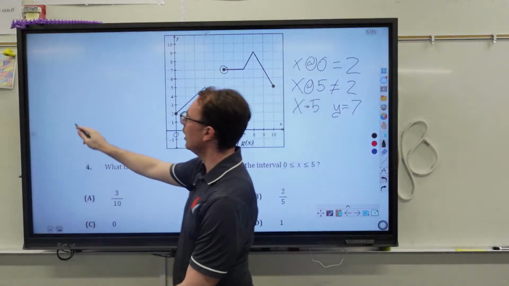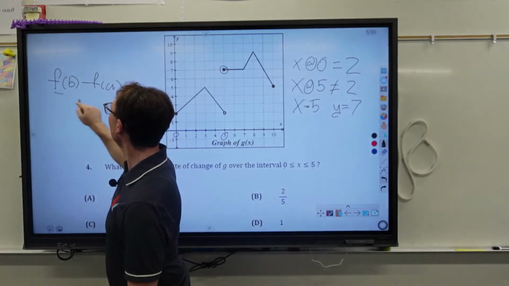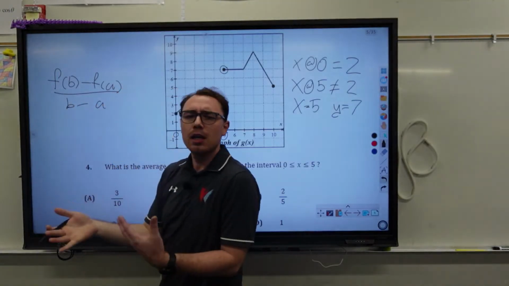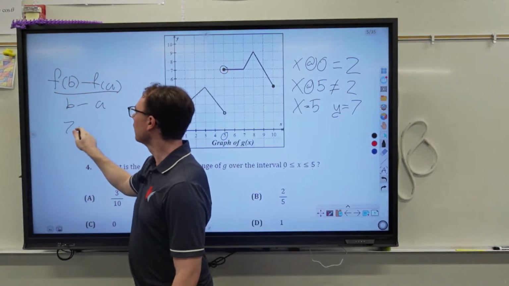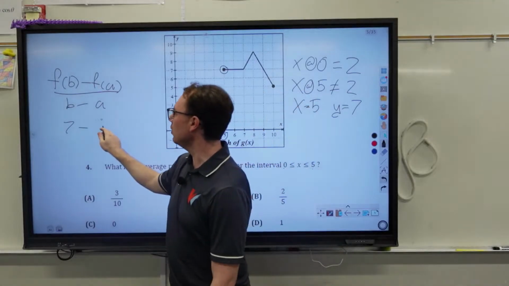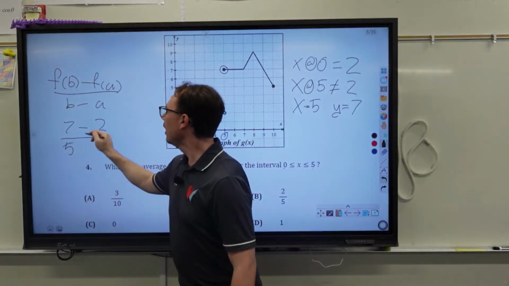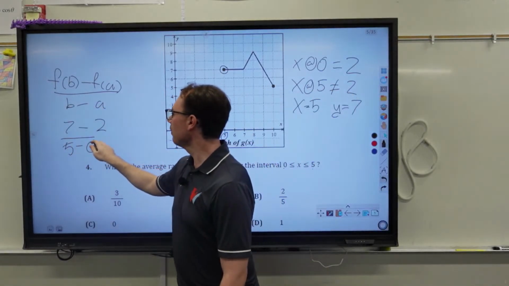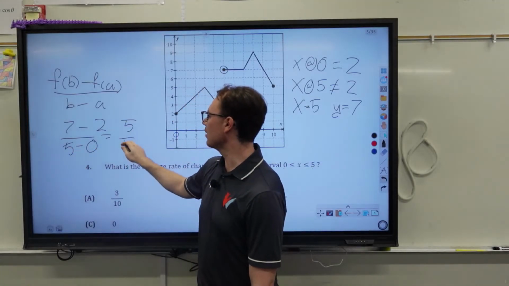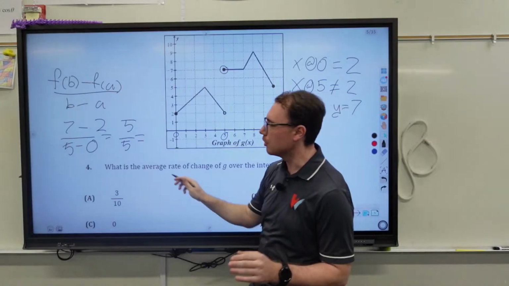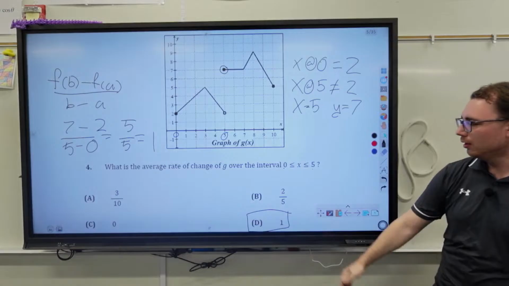Well, the average rate of change, again, is going to be f of b minus f of a, all over b minus a. In this case, f of b for that second point is going to be 7 here. F of a for that first point is going to be 2. B in this case was that x value of 5. A in this case was that value of 0. So then 7 minus 2 gives us 5. 5 minus 0 gives us 5. And we know anything divided by itself is just going to be equal to 1. So for these answers here, our answer for problem 4 is going to equal D.